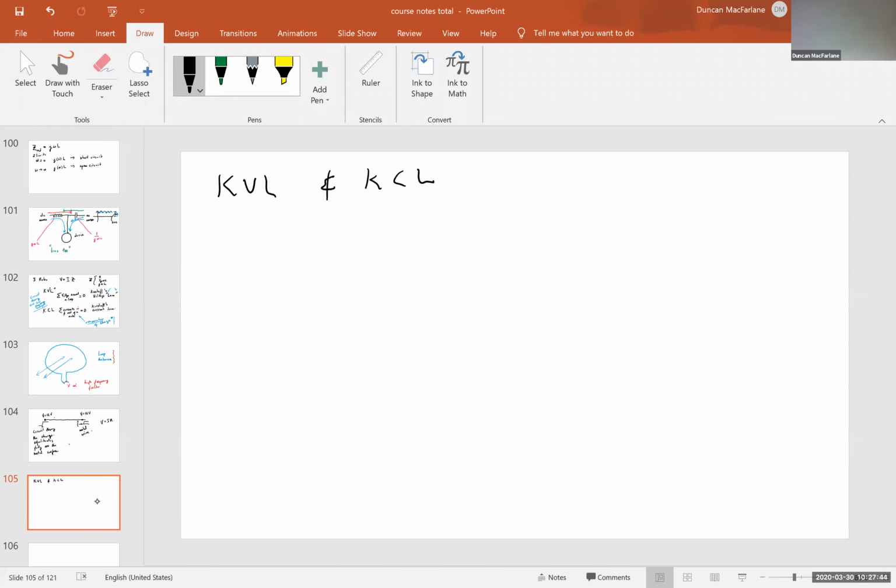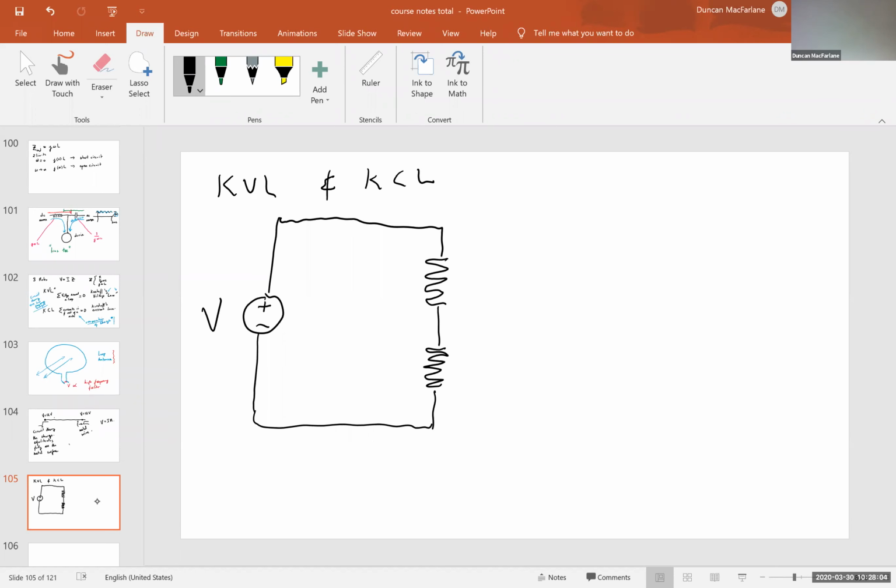So let's do an example. Let me have a voltage source here. Let me put a couple of resistors in series with this voltage source. I'll label this resistor R1 and this resistor R2. And then in addition, V equals IR will suggest that there's a current that flows through here.